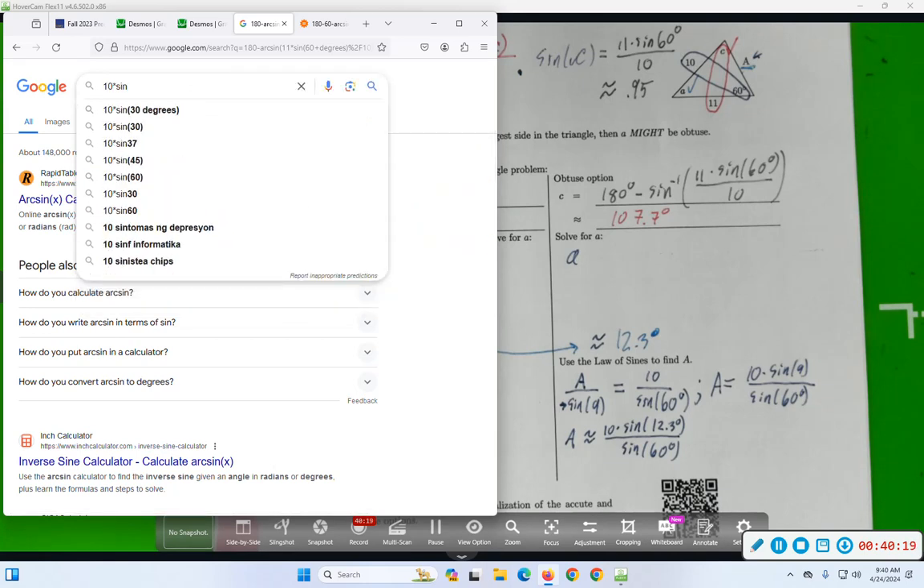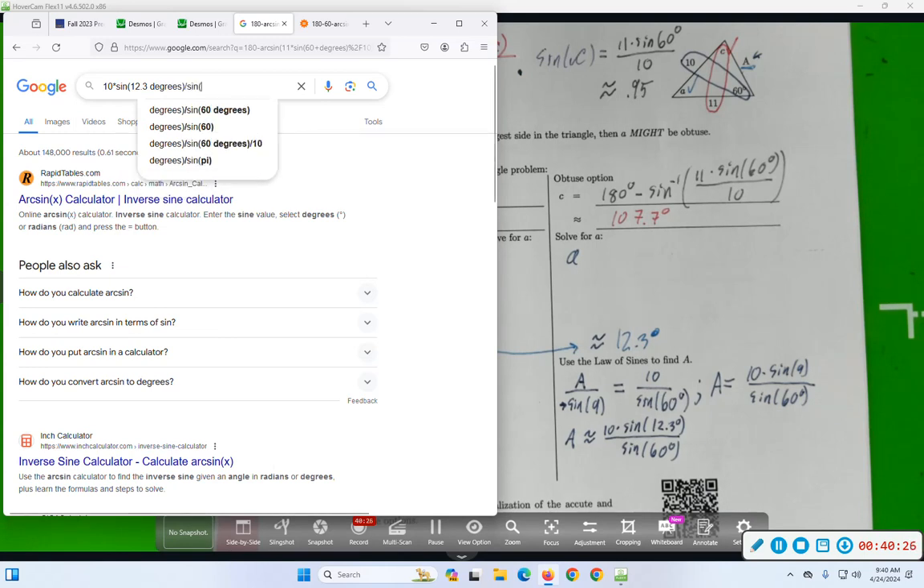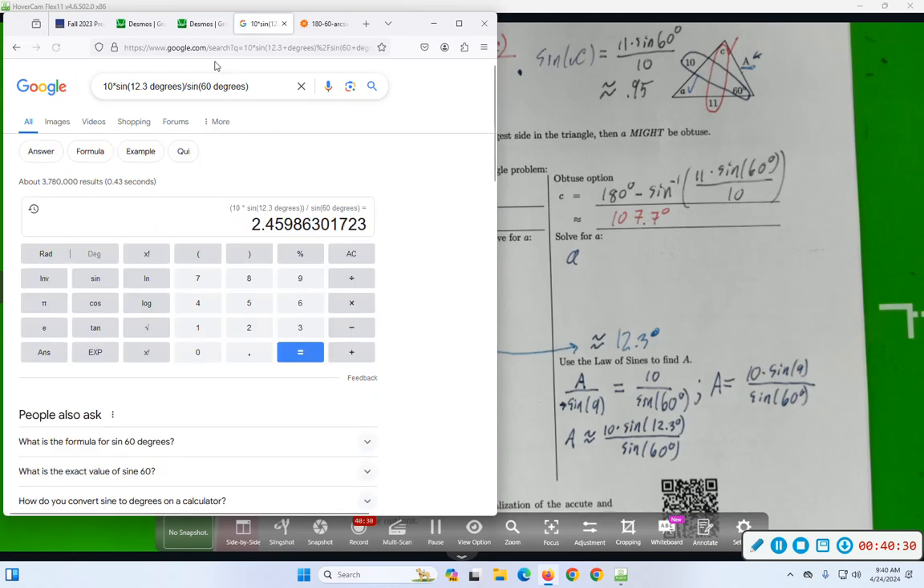10 times sine of 12.3 degrees divided by sine of 60 degrees. 2.46-ish. Does that agree with what other people have? Did anyone do it where they just saved a few decimal places in the angle little a? Yeah.